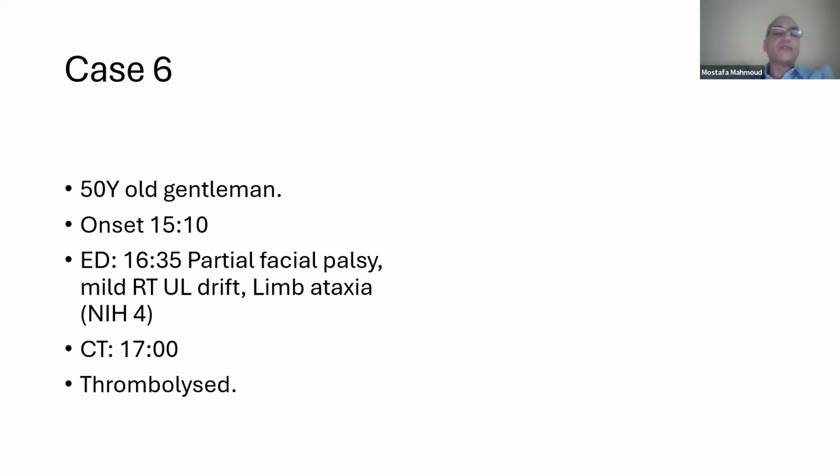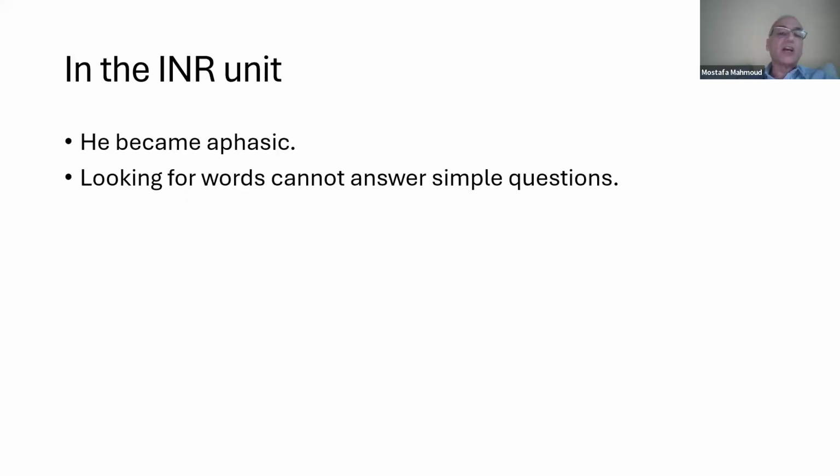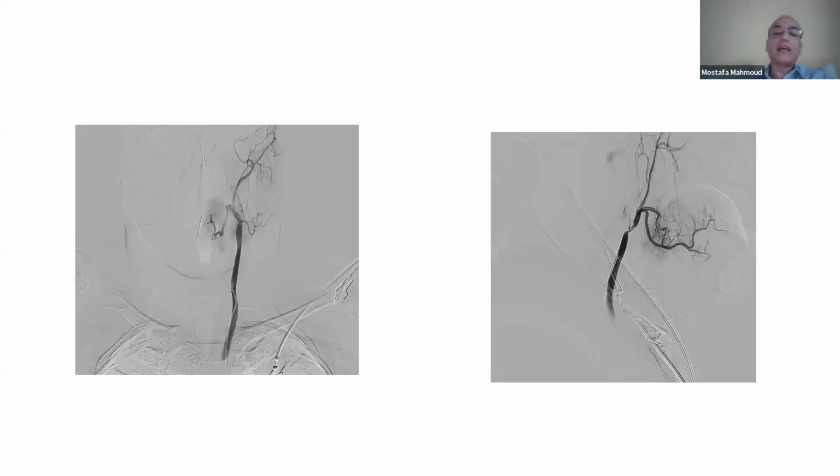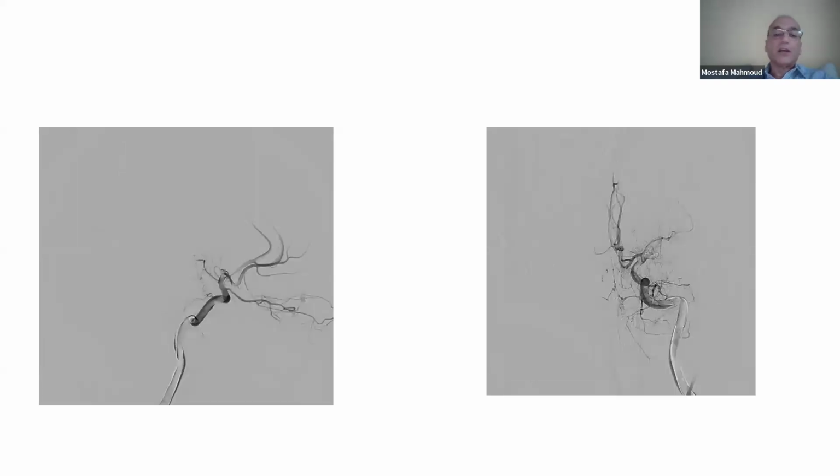So another case for a 50-year-old gentleman, onset 1510, partial facial palsy. At the ED, there was a partial facial palsy, right upper limb drift, limb ataxia. CTA was done at 17. At the INR, he became aphasic, looking for his words. ICA occlusion, as you can see in an AP and lateral view angiogram. Still ICA occlusion, terminus, and MCA occlusion.